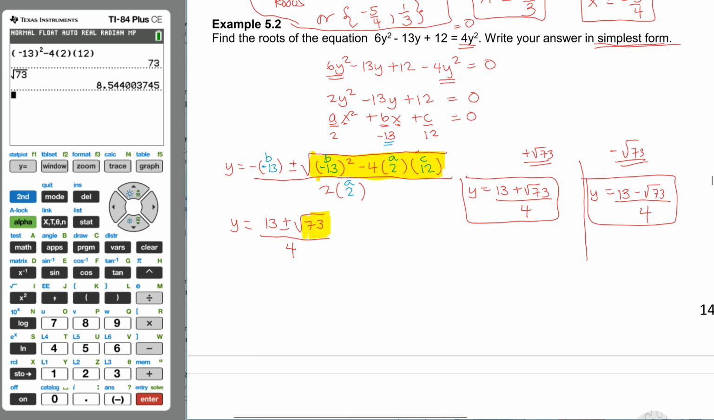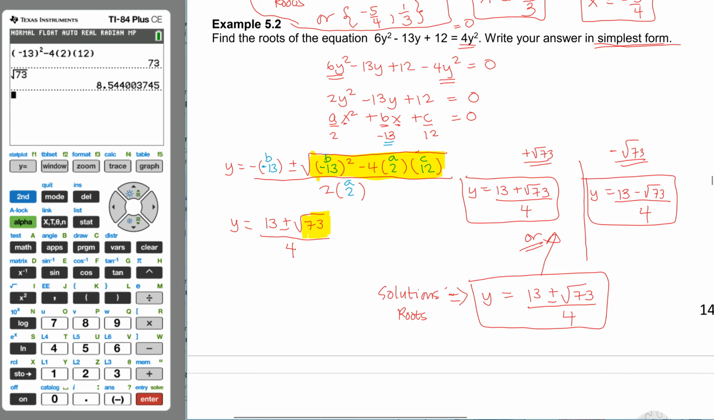When you write your final answer, your solution, or your roots, would be y equals those two, or you can just write this one as y equals 13 plus minus square root of 73 over 4. So you can have it this way, or you can split that one. Okay, that's it.